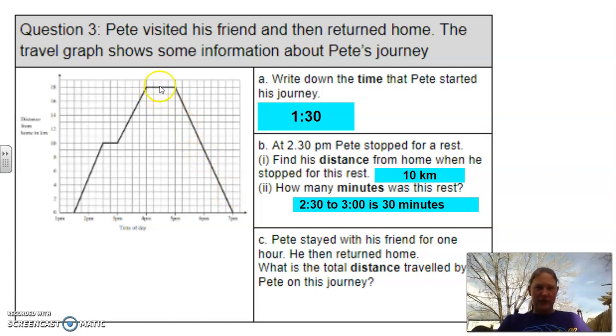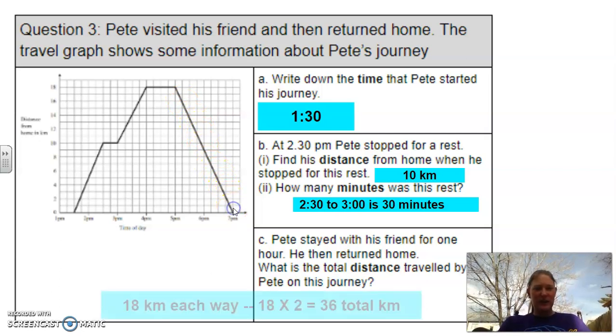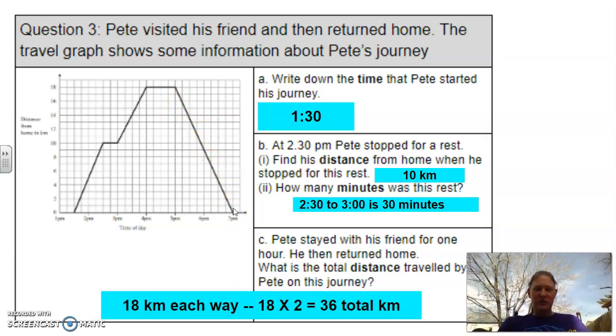Question C, Pete stayed with his friend for an hour. That's shown up here by that second stop. And then he went home. So what was the total distance that he traveled on this journey? Well, he went 18 kilometers. I can see that by looking over here on the way there. And then he went 18 kilometers on his way back. So we have 18 times 2, which is a total trip of 36 kilometers.